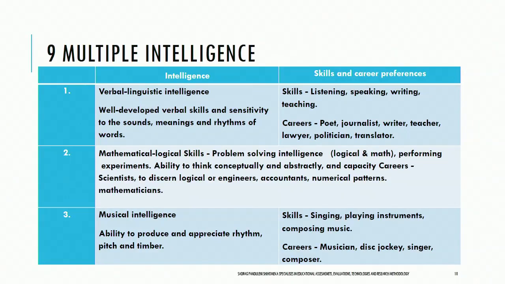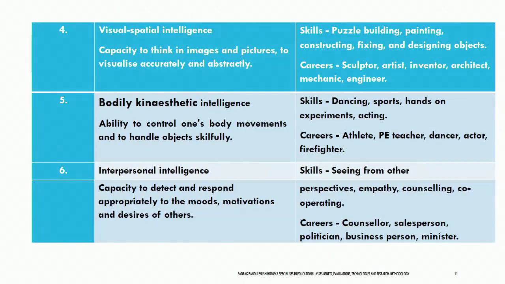The first one is verbal linguistic intelligence. The second one is mathematical logical intelligence, with problem solving skills, the ability to think conceptually and abstractly. Then we have what we call musical intelligence, the ability to produce or appreciate rhythm, pitch or timbre. Then visual spatial intelligence, that's the capacity of a learner to think in images and pictures, to visualize accurately or abstractly.